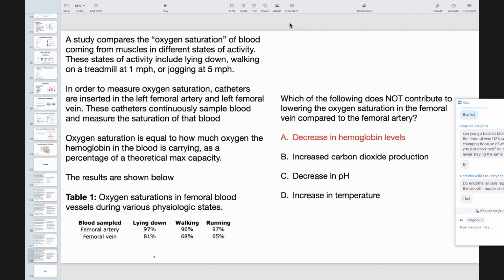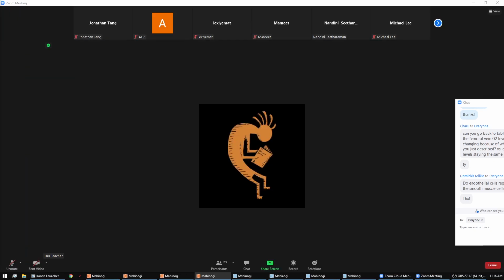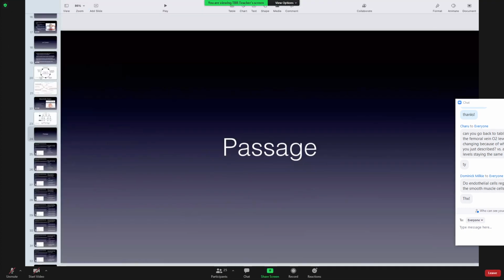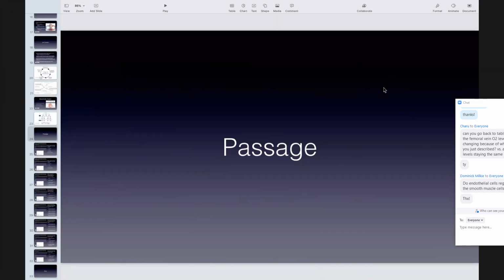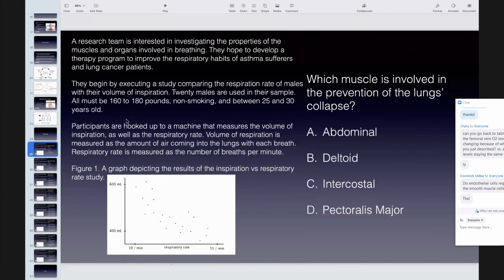Okay. Let me stop share. Let me bring up respiratory, if I could find it. Alrighty. So let's see if my computer decides to share respiratory now. Cool. Let's do it. So give a couple minutes, maybe a minute to answer this one. You just might see a pattern here.